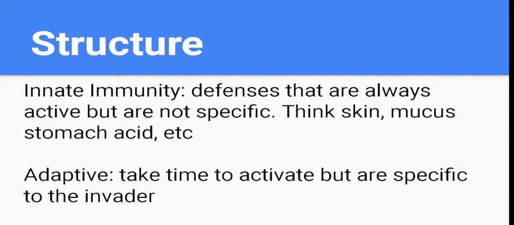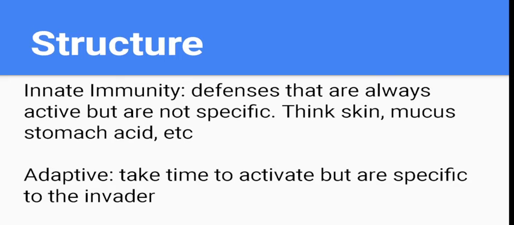So the immune system's structure is you have innate immunity and adaptive immunity. Innate basically means immunity you're born with. This is stuff that's always active, but it's not specific to the bacteria or virus that's infecting you. Think about your skin, the mucus in your nose, your stomach acid, your tears, sweat. It's going to happen anyways, and it's there. It just doesn't really matter what bacteria it is. It's still going to affect it a little bit.